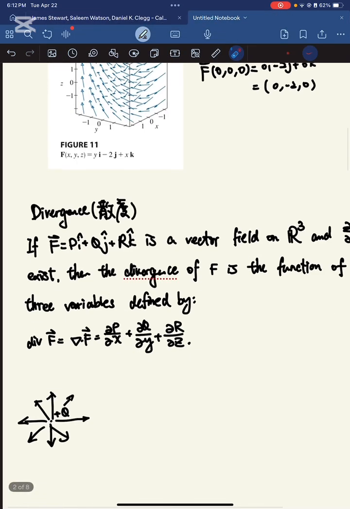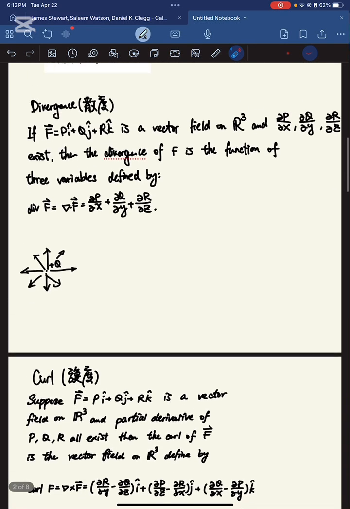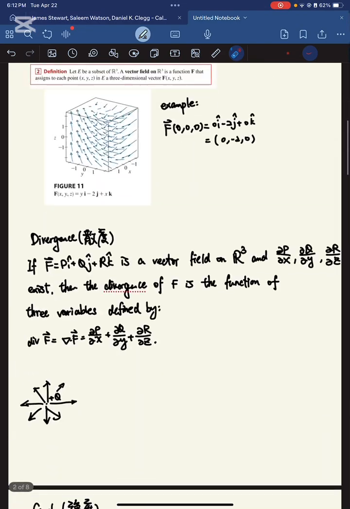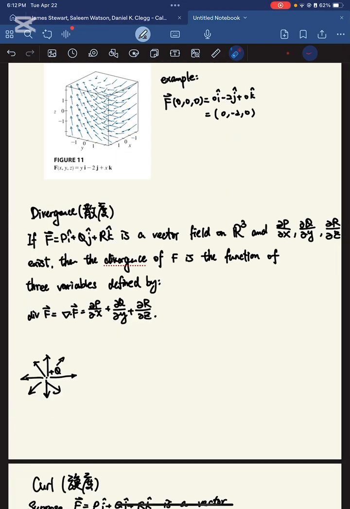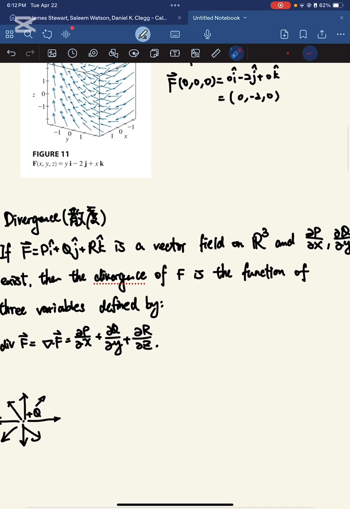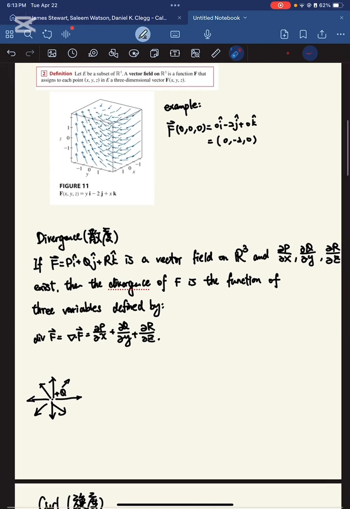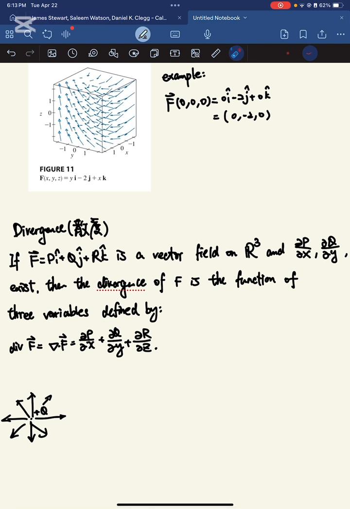Okay, so this is the definition of a vector field. Next are the definitions of divergence and curl. We are only going to talk about how to calculate them, not the geometric interpretation. So if there is a vector field F = Pi + Qj + Rk on 3D space, and its partial derivatives exist, then the divergence is a function of the 3 variables, but we need to note that it is a scalar function.